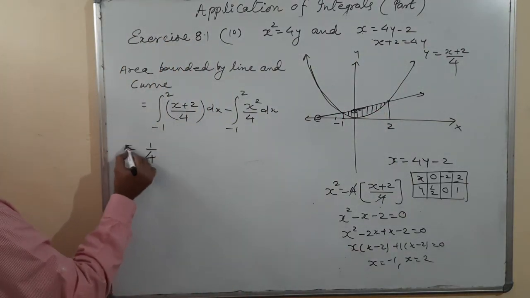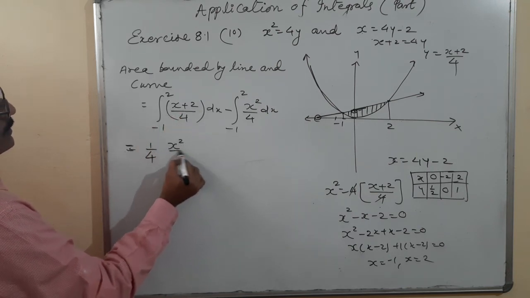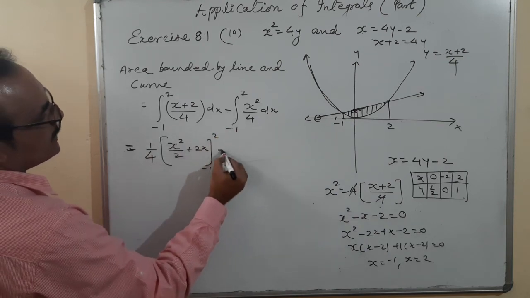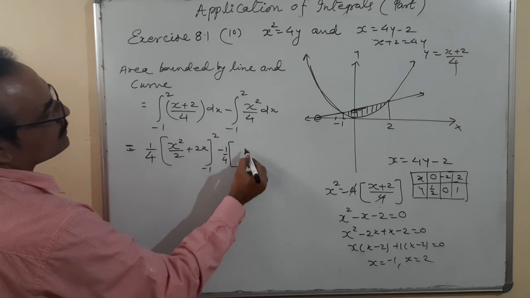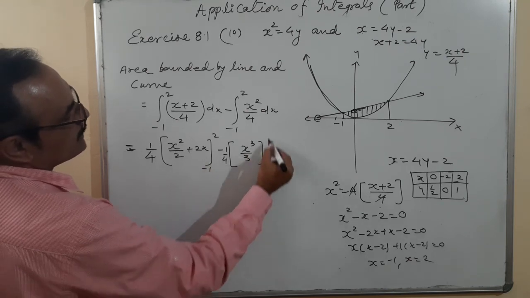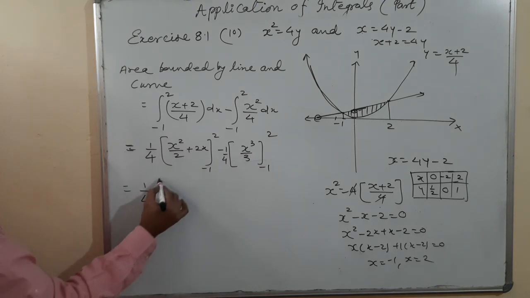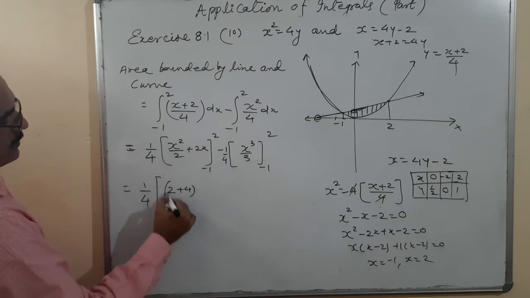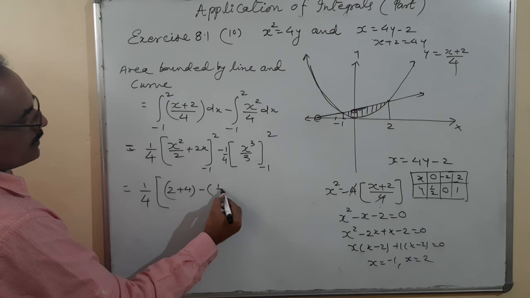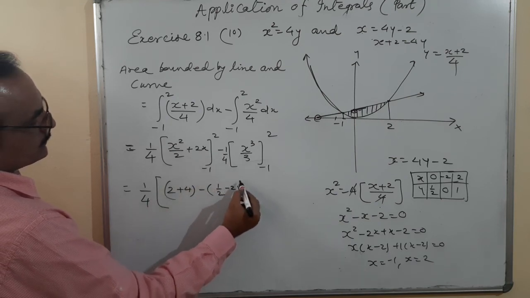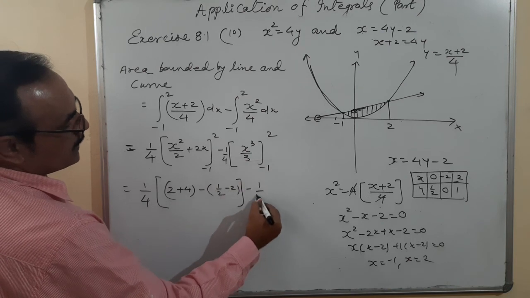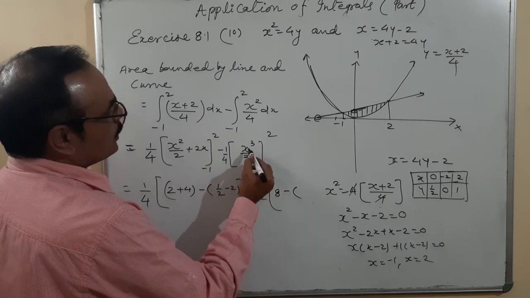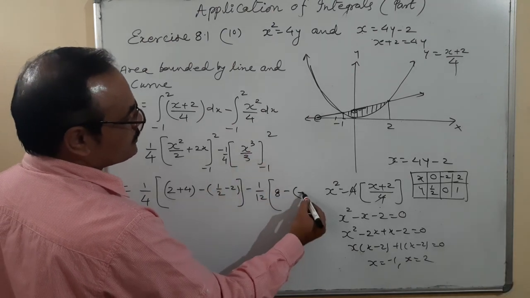1 upon 4 integration of x plus 2 is x square upon 2 plus 2x, limit minus 1 to 2, minus 1 upon 4 of x cube upon 3, limit minus 1 to 2. Putting the upper limit 2, we get 2 square upon 2 plus 2 times 2, minus the lower limit, 1 upon 2 minus 2. Then minus 1 upon 4 times 3, which is 12, upper limit 2 cube is 8, minus lower limit minus 1 cube, which is minus 1.